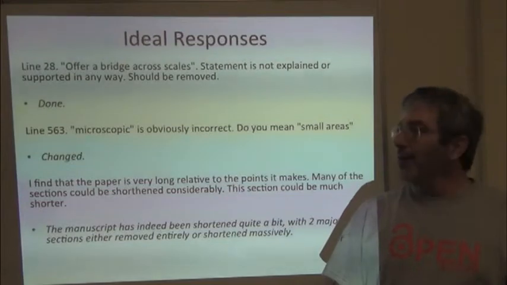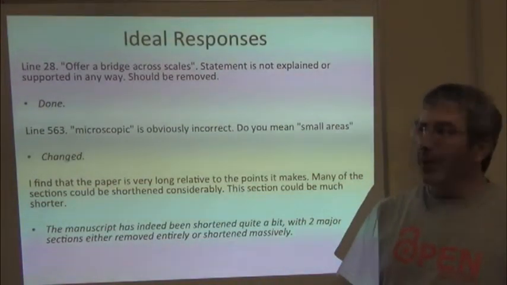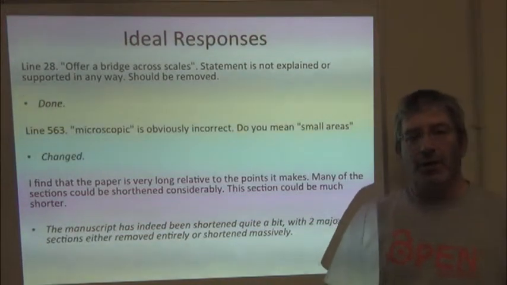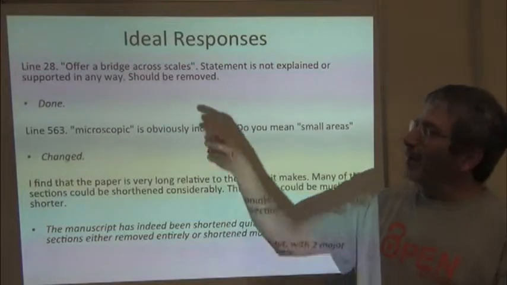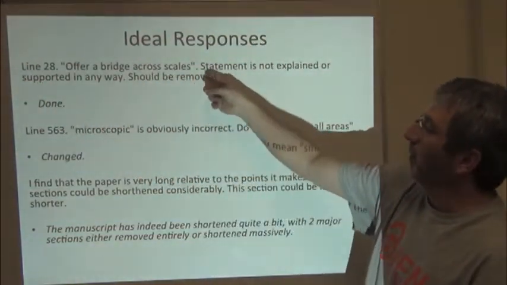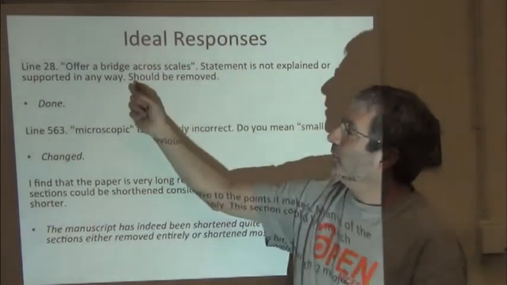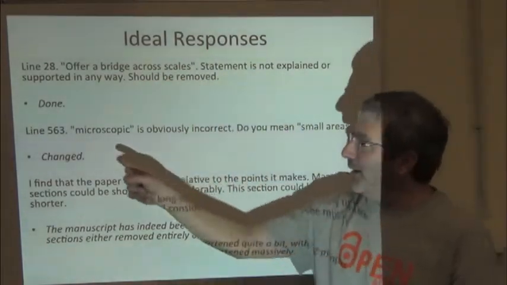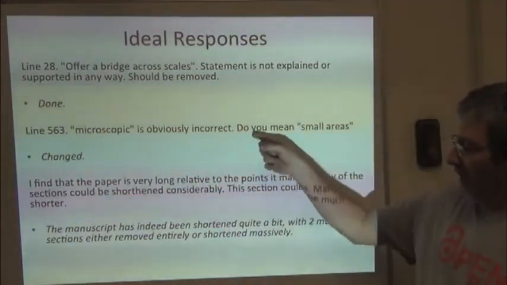So when you respond to reviews, I like to be very, very clear. So what I do is I take the document that the editor sends me from the reviewers, and I atomize it. So the reviewer says, offer a bridge across scales in line 28, statement is not explained or supported, should be removed. And again, the ideal is I say, done. Same here.